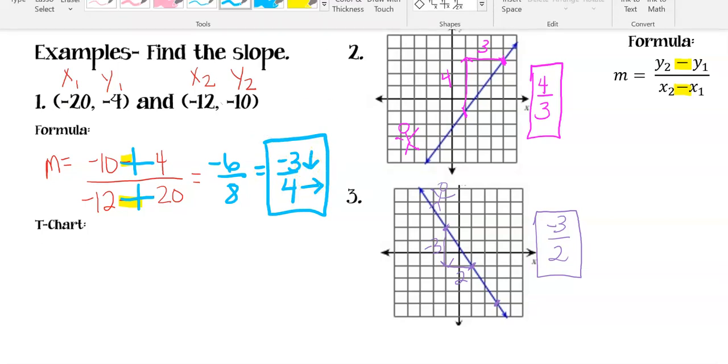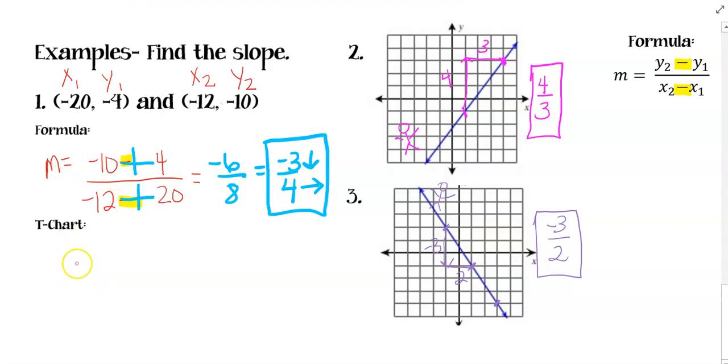So now I'm going to go ahead and show you the way that I actually prefer to do it in a table or in a T-chart. So what you're basically doing is you're creating a table with the 2 points that you've been given. You're just creating an XY table. So I'm going to put my first point in here. Negative 20 is X, negative 4 is Y. You plug them in horizontally. So please make sure you notice that you're putting them in the correct columns.